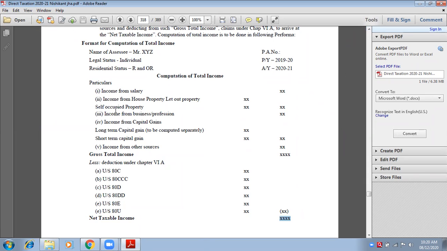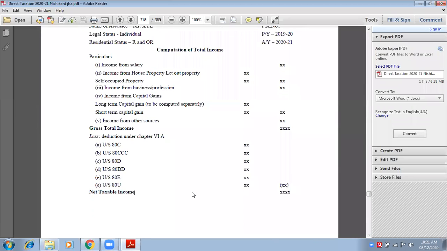Okay, so if a person is earning, suppose from 3 different heads, suppose from salary and from house property, and from other sources, all the incomes from 3 different heads will be added. We will get gross total income less deductions. After deducting the deductions available under section 80, we will get net taxable income. Is it clear, everybody? Is the format easy? Yeah, did you find the format easy?